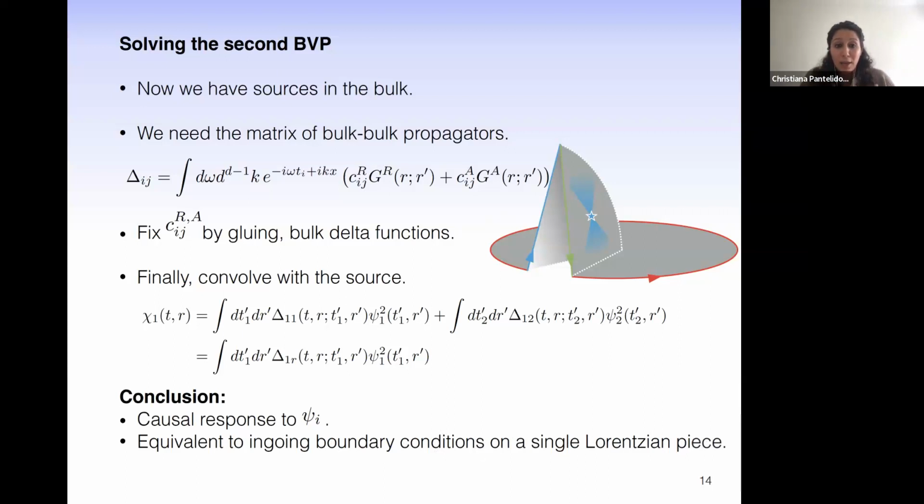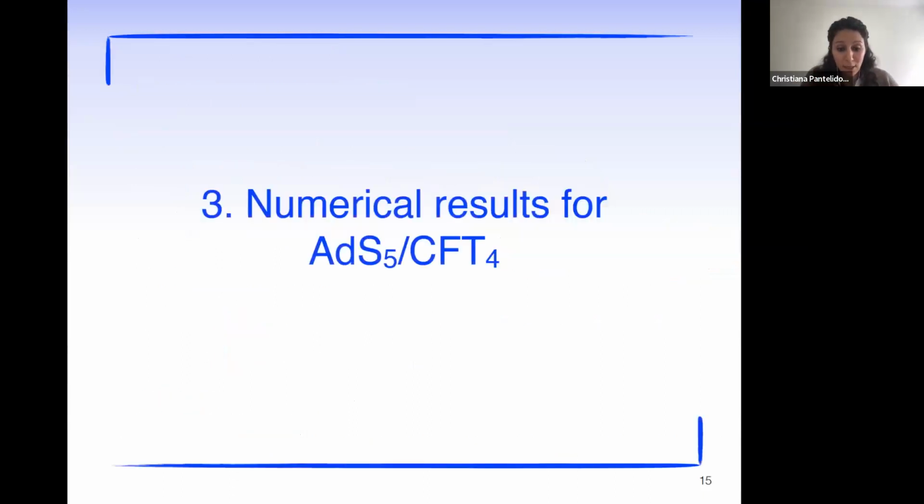Now, in terms of actually computing this 3-point function, we have two options available to us. One is to go and explicitly compute these bulk integrals that you see here in order to compute the fields chi1, chi2, and chi3. Or, a bit simpler, to just take advantage of this statement that we've proven here and do the calculation on a single Lorentzian segment imposing ingoing boundary conditions. And this is what I want to discuss in the next part of the talk.